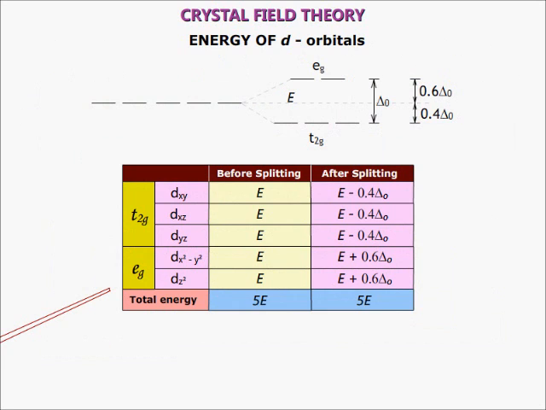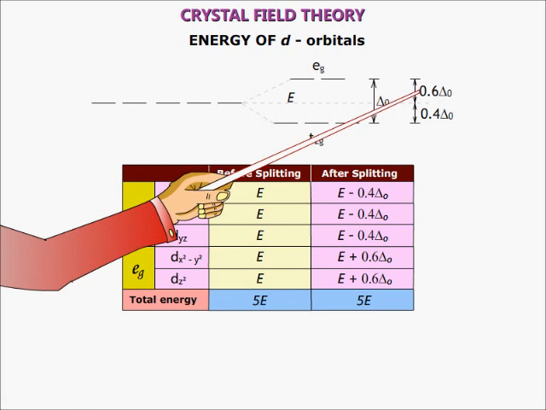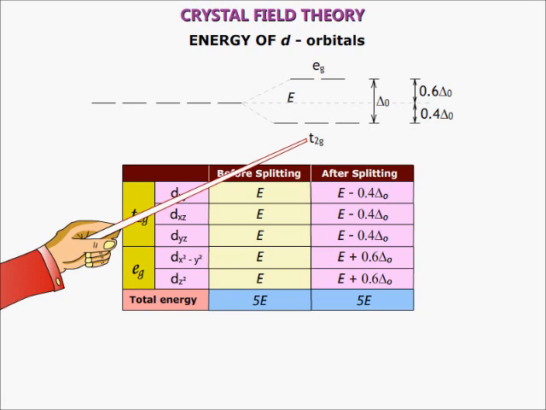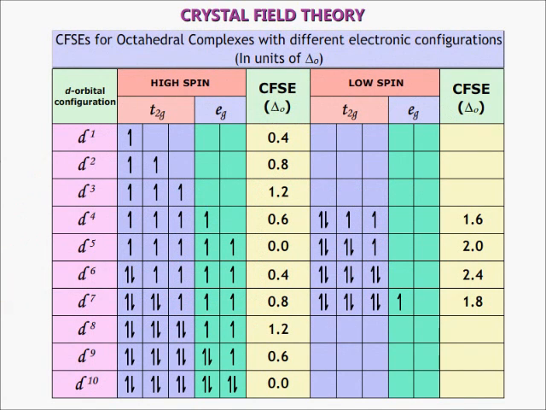One important thing is that the average energy of the d orbitals remains the same after splitting. The eg orbitals gain an energy equal to 0.6 delta O, while the t2g orbitals lose energy equal to 0.4 delta O. There is one more thing called the crystal field stabilization energy, or CFSE, which is the energy by which a complex decreases due to crystal field splitting. It is listed below. Stability of coordination complexes can be judged by it.